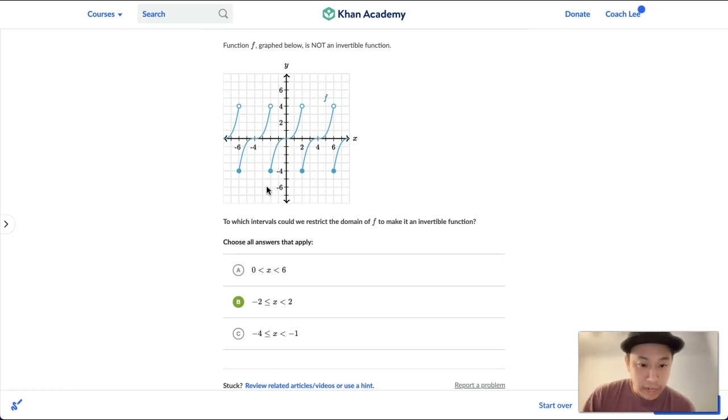Option C, last one, -4 to -1. So -4 starts here, -1 ends over here. Okay, so we have a y value of 0 and then positive y values. And then we have negative y values here. -1 stops here. So we're actually good, okay?